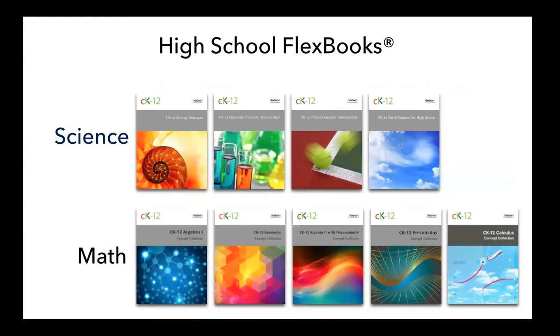In high school, of course, we've got biology, physics, chemistry, and earth science in science, and then your traditional Algebra 1, geometry, Algebra 2, pre-calc, and calc. And once again, if you want a more integrated approach, it is not very difficult on CK-12 to reformat these books so that the concepts come up in a more integrated fashion, which is one of the options available in NGSS and Common Core.